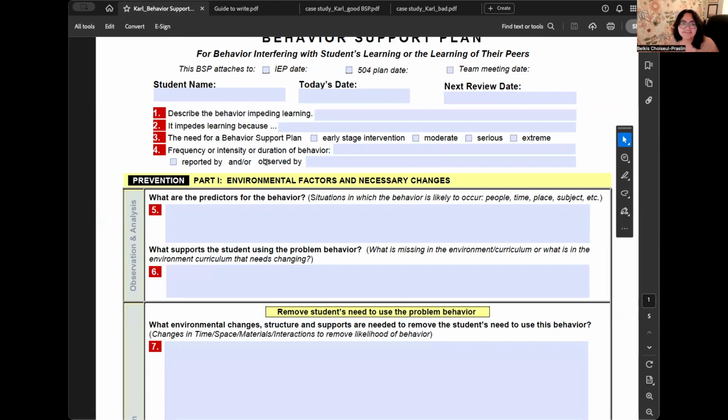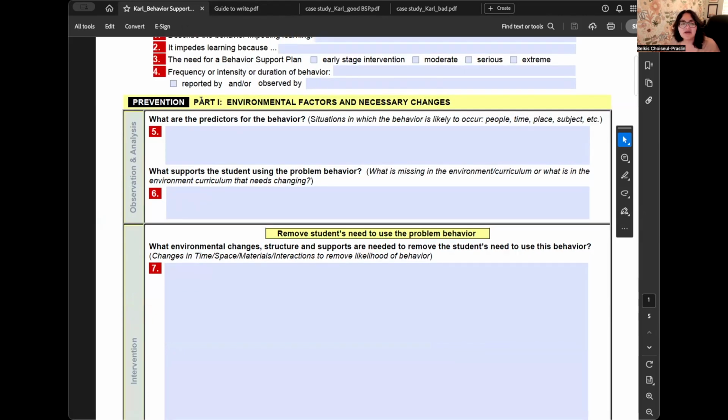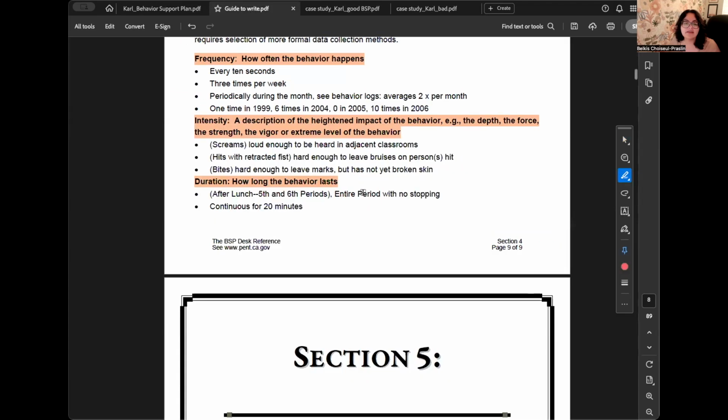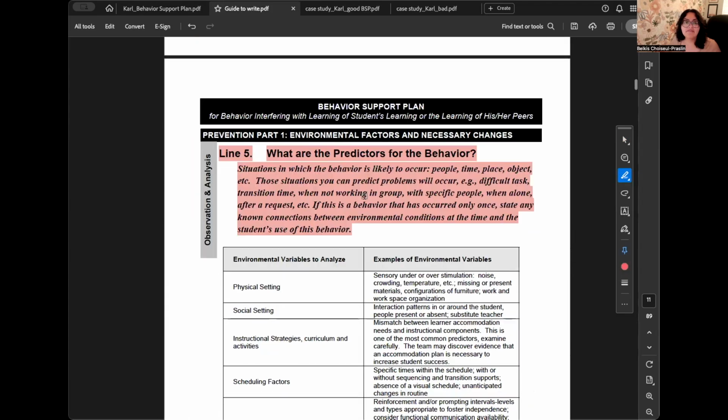Okay, we're going to go to the section called Part Prevention, Part 1, looking at lines 5, 6, and 7. Okay, line 5: what are the predictors of the behavior? In which situations is the behavior likely to occur?